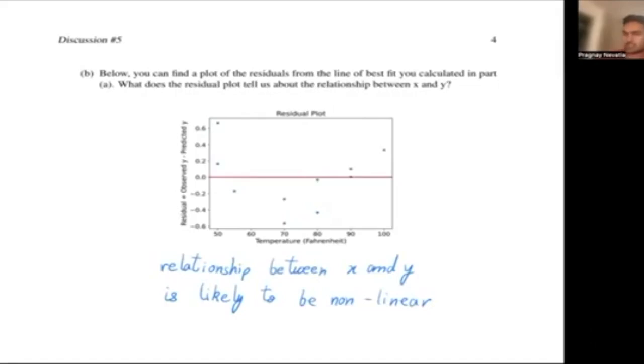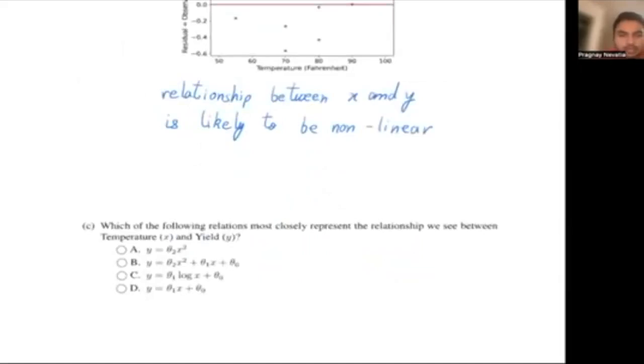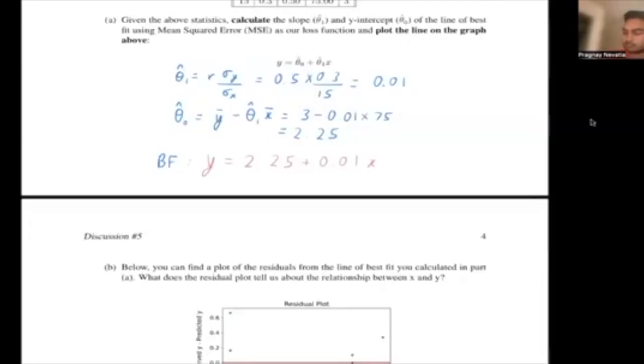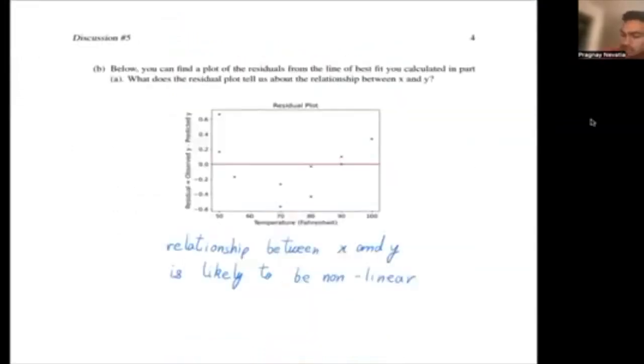So let's talk about that in the next part. Here you're asked which of these following relationships most closely represents the relationship we see. If you go to the residual plot or the original plot, you'll see there is some kind of quadratic nature, where there's a dip and a bump back up. Let me pause this a second. Sorry, my iPad was slow. Let me start again.